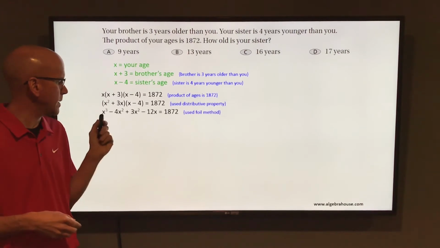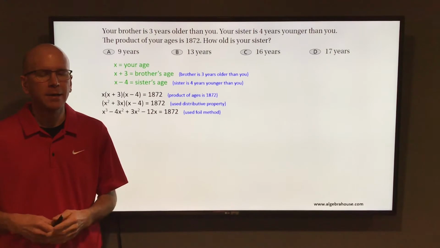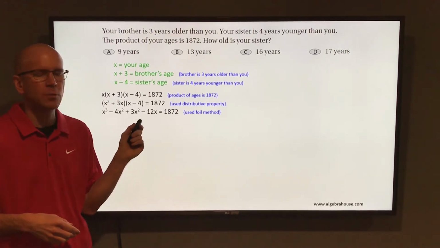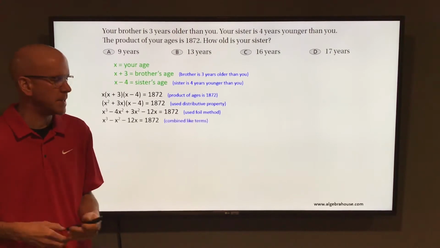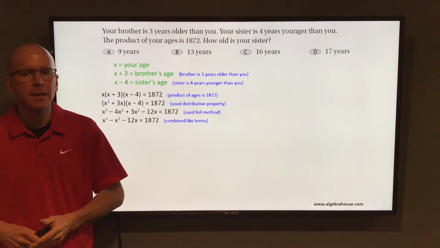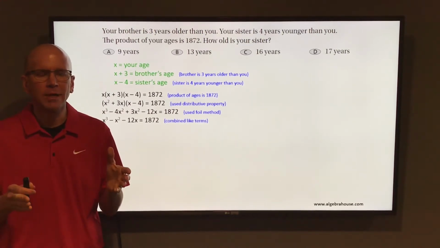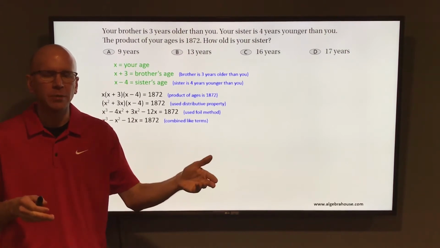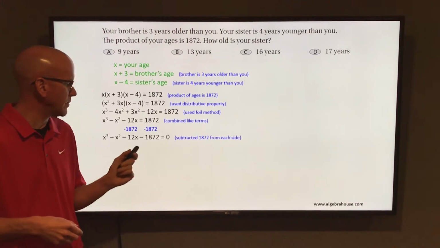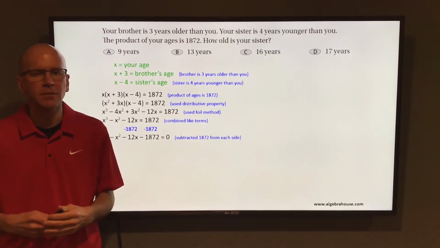When you do that, you get x to the third minus 4x squared plus 3x squared minus 12x, again, equals 1872. Go back through and combine the like terms, negative 4x squared and 3x squared. If you combine those, that would be negative x squared. So we have x to the third minus x squared minus 12x equals 1872. If you're solving for x, remember, you want to get everything to one side equal to 0. So move that 1872 to the left side by subtracting 1872 from each side. Get x to the third minus x squared minus 12x minus 1872 equals 0.